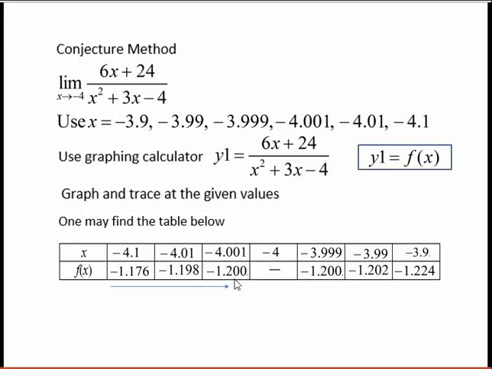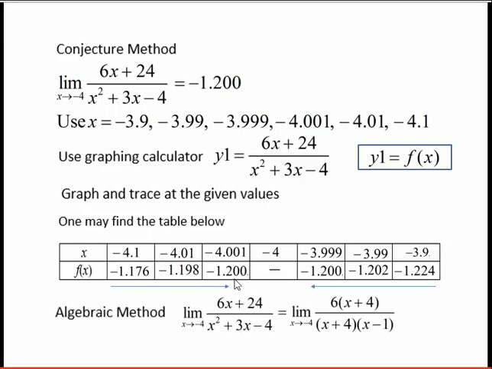Now we can see algebraically. So algebraic method, just factor x plus 4, x will cancel out, and then replace x by negative 4. Your answer is negative 6 over 5, which is exactly negative 1.2, and we are done.